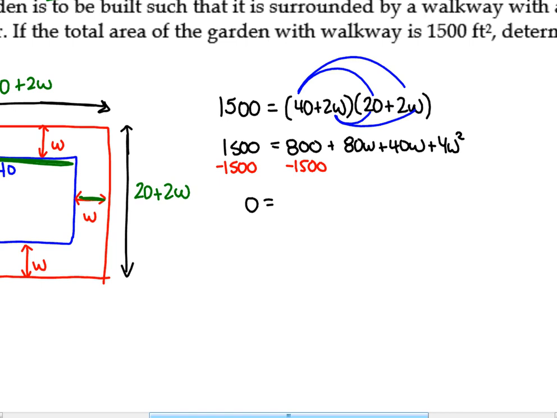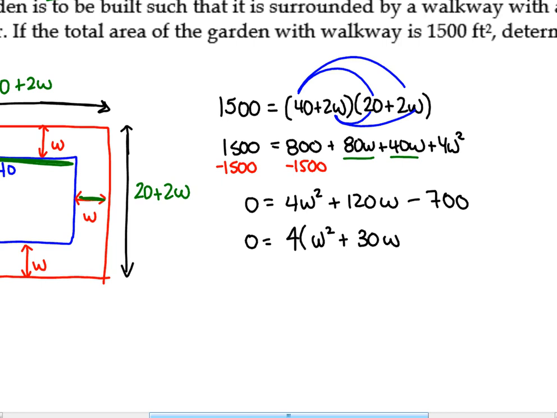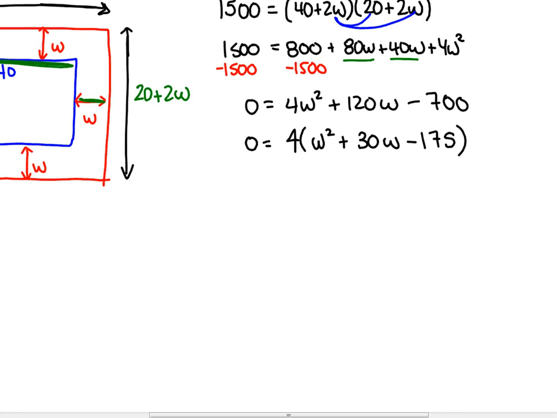So 0 is equal to, let's write this in order, 4W squared. How many W's do we have? How many W's? 120. 80 plus 40, right? And then minus what? 700. Okay, there is a GCF of 4. We're doing this quickly. So when you divide that, you get W squared plus 30W minus 175. Which is nice, because then we have a simple trinomial, should be easy to factor. We need two numbers that multiply to negative 175 and add to 30. Yay!